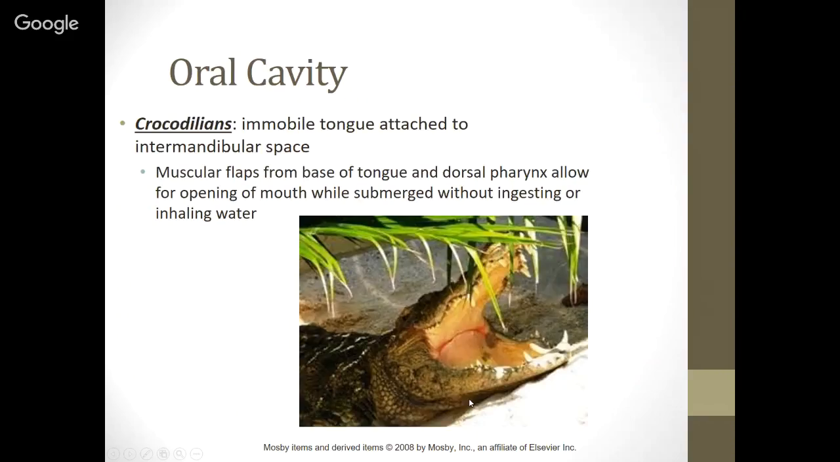They use their beak. Crocodilians have an immobile tongue that's attached to the intermandibular space with muscular flaps from the base of the tongue and dorsal pharynx, which allow for opening of the mouth while they're submerged without ingesting or inhaling water. So they can close off their glottis and their esophagus completely with their tongue.